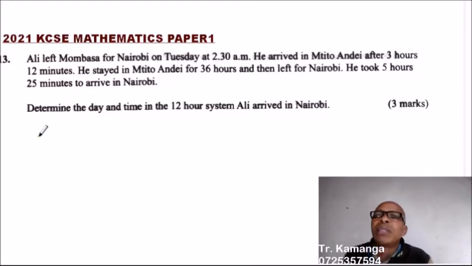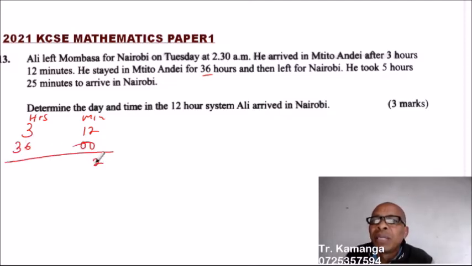So what you need to do here is find the total number of hours Ari spent on the journey from Mombasa to Nairobi. It took 3 hours 12 minutes from Mombasa to Mutito Andei. He stayed there for 36 hours.